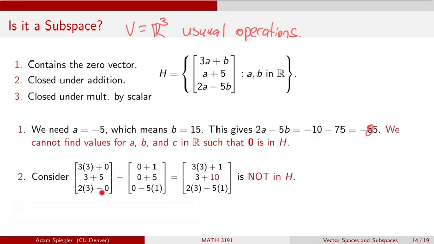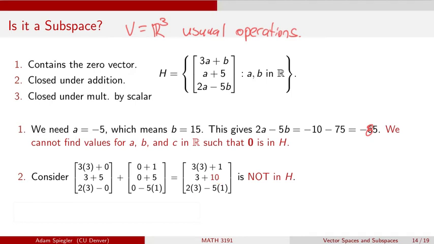And now if I add these two vectors together using our standard vector addition, I would get 3 times 3 plus 1, 3 plus 5 plus 5. So I get a plus 10 over here. Then I get a 2 times 3 minus 5 times 1. So it almost has the same form as H, but I've got a 10 here instead of the 5. So this is actually not in H.